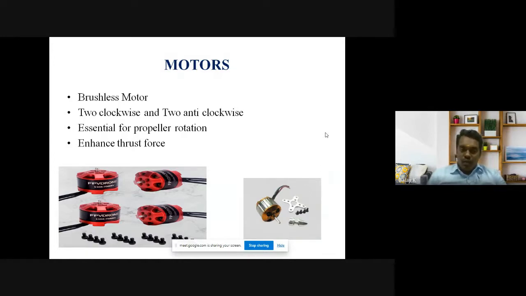And motor selection is a very important parameter in drone design, because we have to do the calculations. Based on those calculations, we have to calculate the voltage required, the current required, how much thrust it should develop, how much power is required, and how much efficiency is required. Based on those calculations only, we have to finalize the motor size and the motor power. Everything we have to finalize.